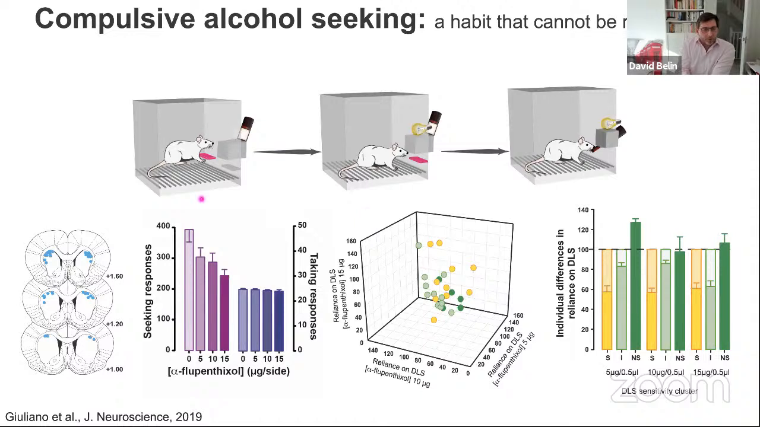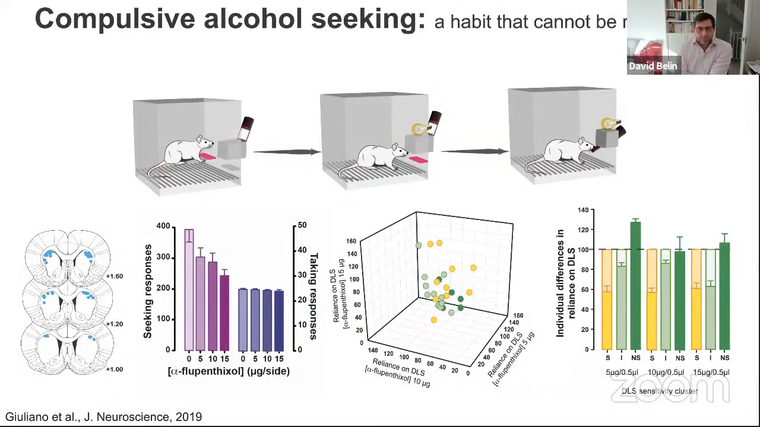But importantly, all animals were not equally sensitive to this manipulation of dopamine receptors in the dorsal striatum. And we plotted the reliance on DLS control over behavior by measuring how much the behavior was decreased by the infusion of alpha-flupentixol in the dorsal striatum. And using a cluster analysis, we could identify animals in yellow here whose behavior was very much dependent on the dorsal striatum. In other words, if you block dopamine receptors in the dorsal striatum, their responses were substantially decreased. And some animals showed insensitivity to these manipulations. So clearly here, there are inter-individual differences in the tendency to engage the habit system over a protracted history of alcohol-seeking behavior.